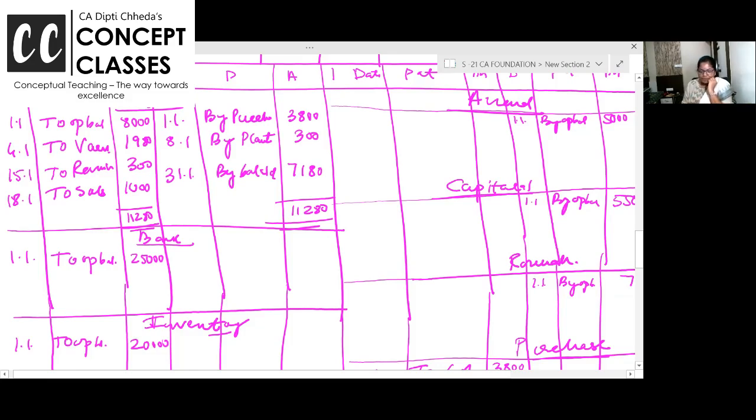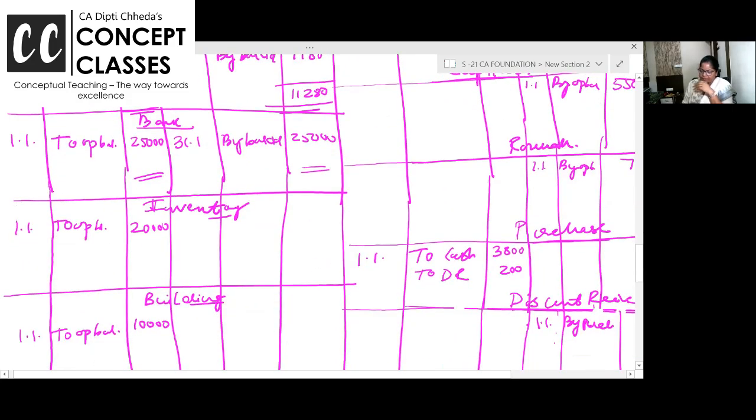Cash account. Bank balance is as it is. So by balance carried down 25,000 as it is, double line. Inventory is as it is. By balance carried down 20,000, double line. Single entry, no need to do the postings.